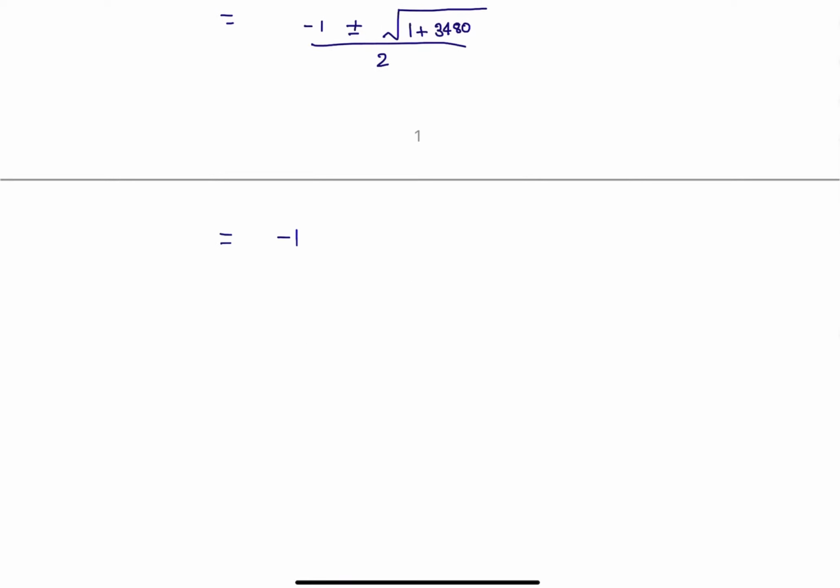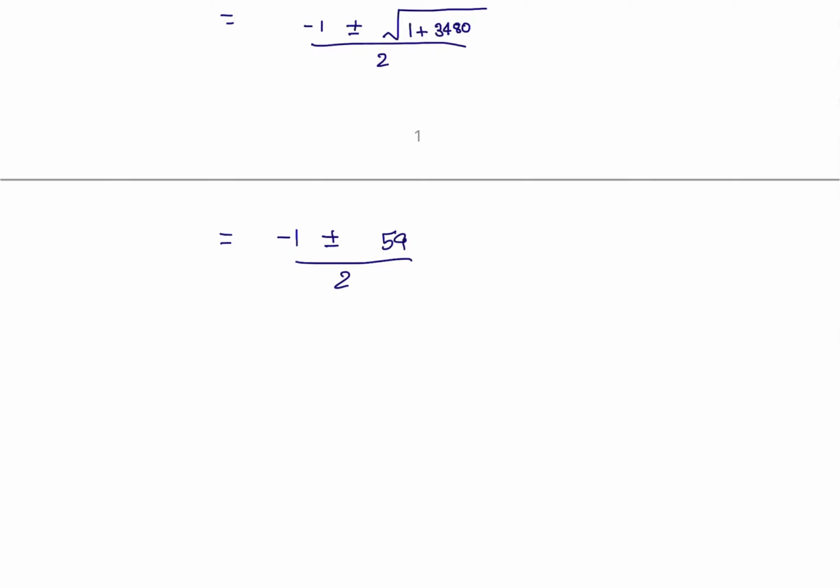So this gives us negative 1 plus minus the square root of 3481. So the square root of 3481 is 59. And this divided by 2 gives us our answers. So negative 1, oh, my bad. I shouldn't be putting this over here. Okay, so negative 1. So now you can see that we are left with a plus and a minus.